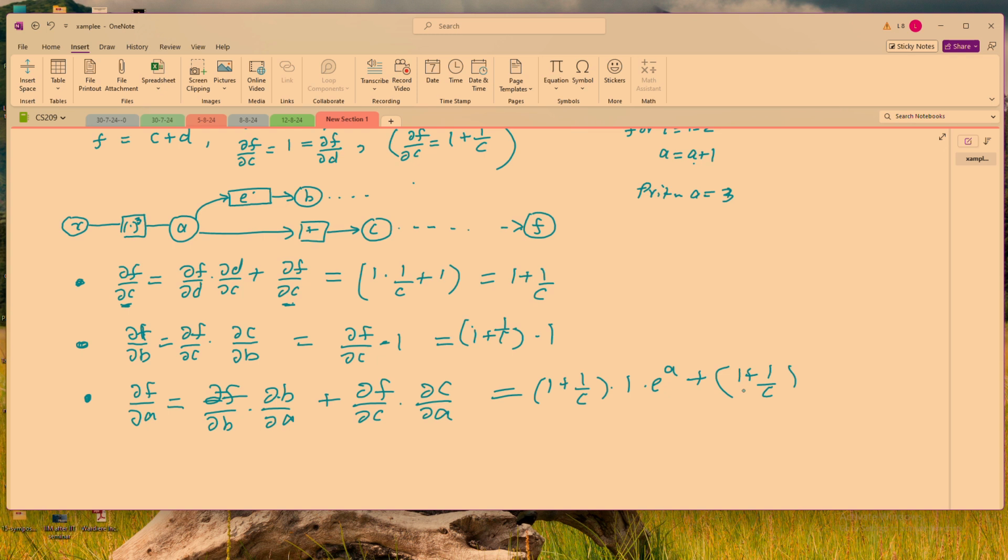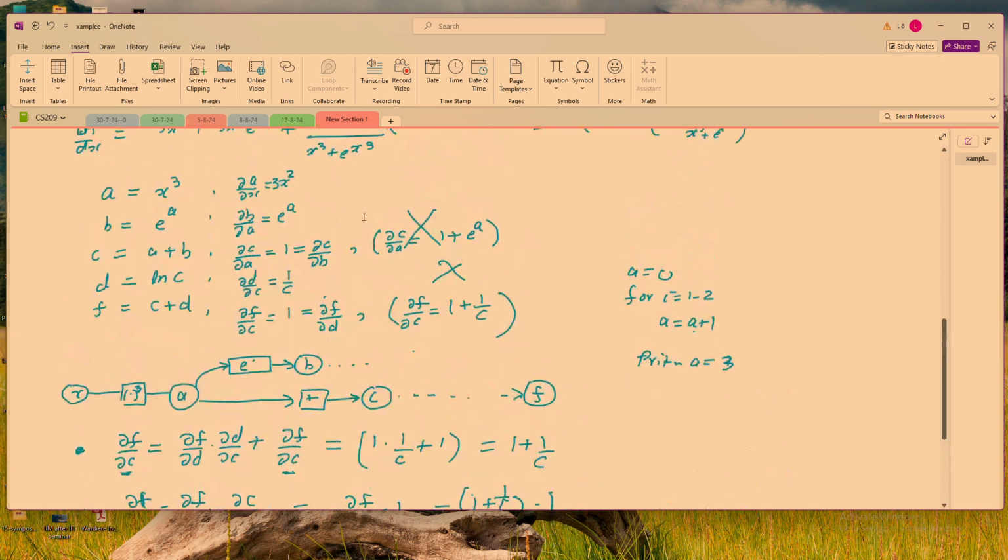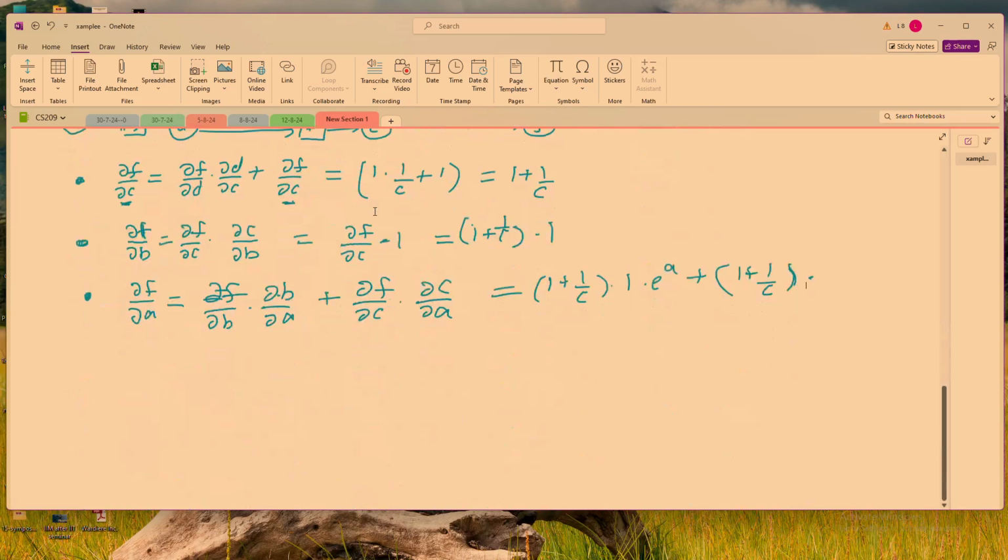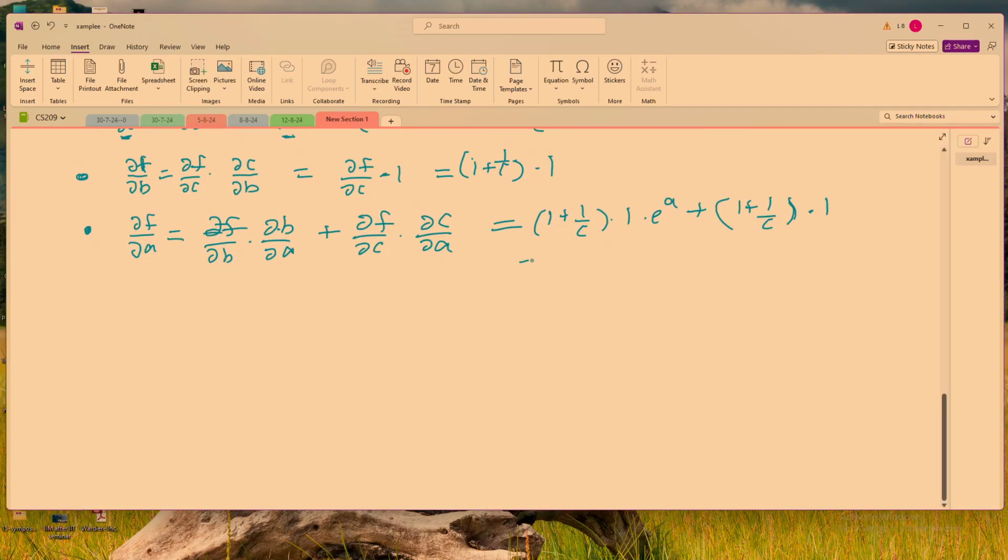Mahi, yeah, that's better. So what Mahi you were asking, now when we're putting df over dc, we'll put the final value of df over dc, not the initial value, because the initial value was used and you got the final derivative. Does everybody agree? This is the final value of df over dc. So this into dc over da, dc over da is 1. So this becomes 1 plus 1 over c into 1 plus e to the a.